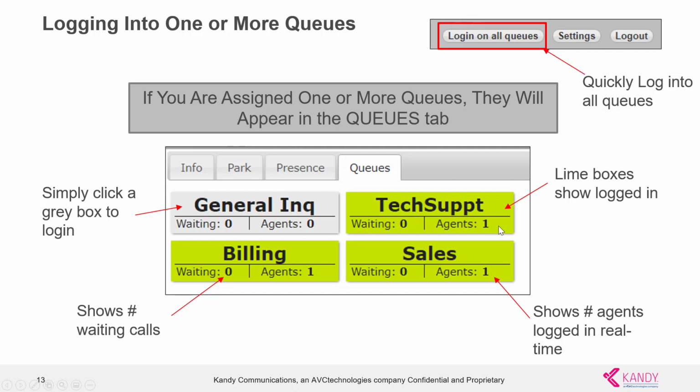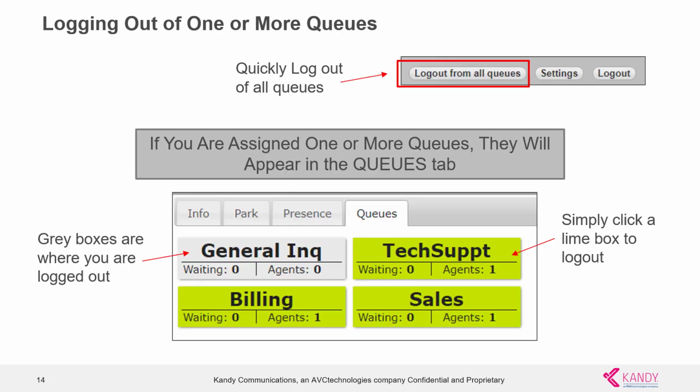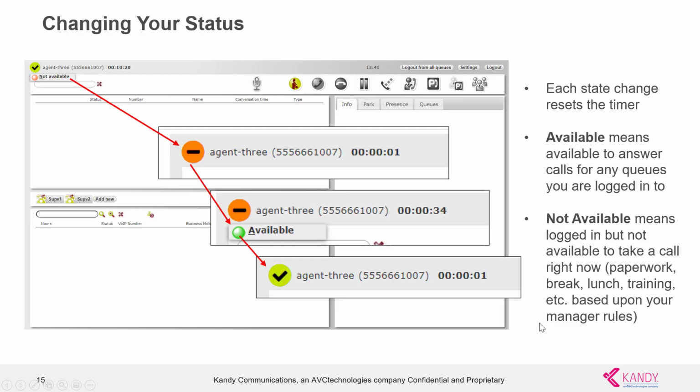And again, the green or the lime-colored box means that you are logged in. Gray means you are logged out. All you have to do is click on the box and it will log you in or log you out. Once you're logged in on all your queues, you may also see a button at the top, Log Out from All Queues. And again, only if you are assigned those queues will you see them. And again, you can toggle by clicking a green, which will turn gray to log you out. By clicking a gray, it will turn green to log you in.